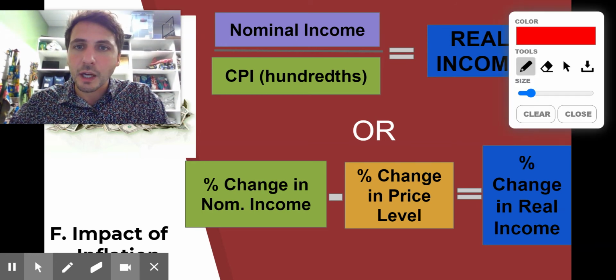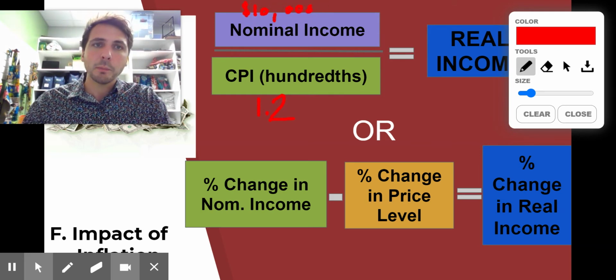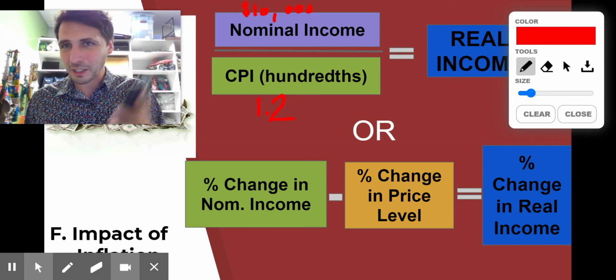Let's say our CPI is 120. So this would be 1.2. Let's say your income is 10,000. So I make $10,000 a year. My CPI is 1.2. What is the buying power of that nominal income? Well, first of all, you got to make sure that you are taking into account, I got my calculator here.